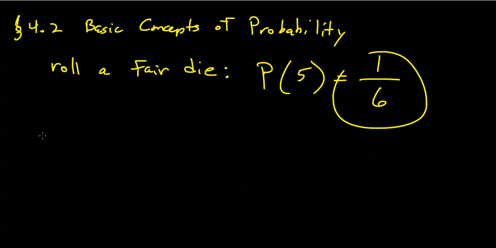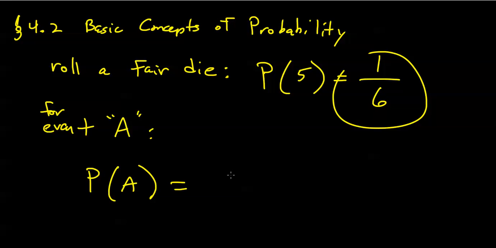Of course, that may be a bit simple. In general, we label events as capital letters, or just describe the event in words. If I ask for the probability of A, I'll define the probability. I'll read this just like function notation. It's the probability of event A, or I'll just simply say the probability of A.